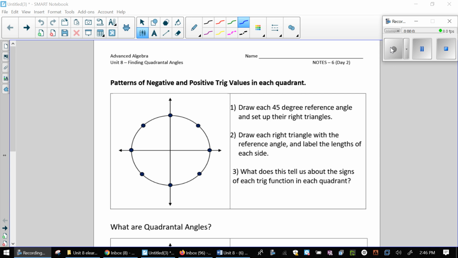All right, let's get going a little bit more with our unit circle today. We talked about setting up right triangles yesterday, using those special right triangles, using reference angles to draw those right triangles, and then finding our trig functions. I want to look for a couple of patterns today. I want to show you guys a couple more ways to think about it, but specifically talking about patterns of negative and positive trig values.